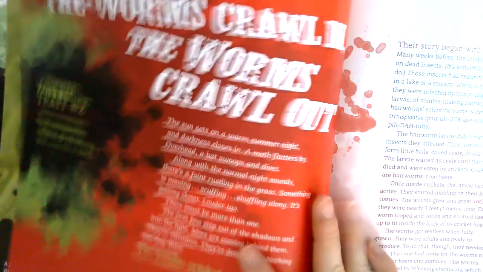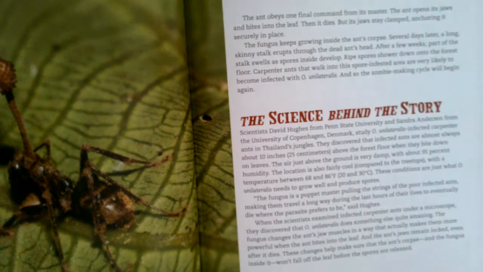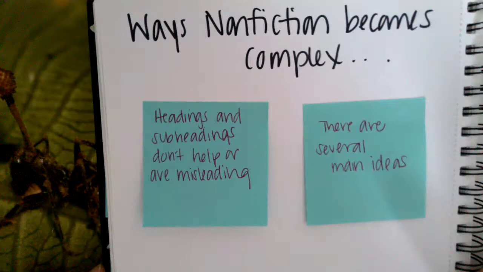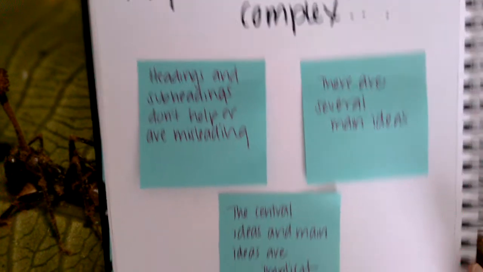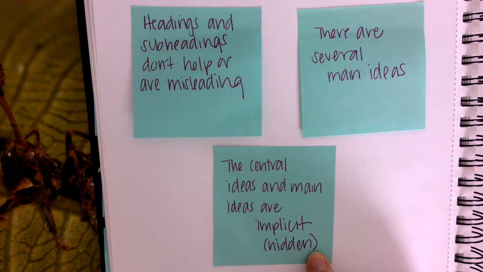Okay, so that's the end of that first chapter section. If we go back to our chart here, we said headings some days might not help. There are several main ideas. I think something else that's important to note about central and main idea is that they're implicit, or they're hidden.